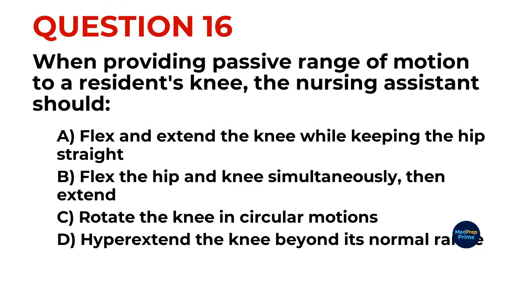When providing passive range of motion to a resident's knee, the nursing assistant should: Option A, flex and extend the knee while keeping the hip straight. Option B, flex the hip and knee simultaneously, then extend. Option C, rotate the knee in circular motions. Option D, hyperextend the knee beyond its normal range.